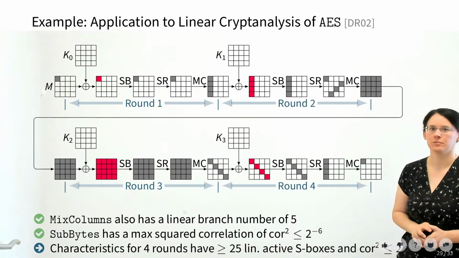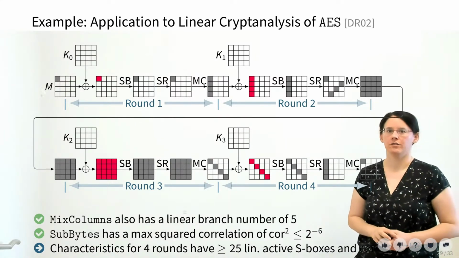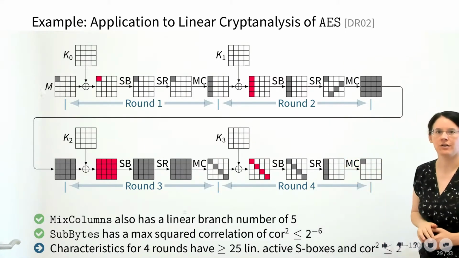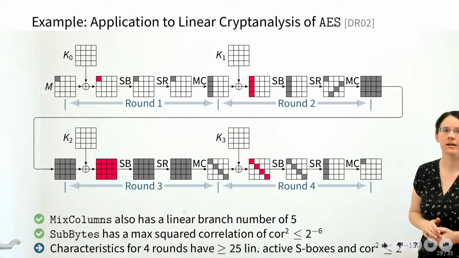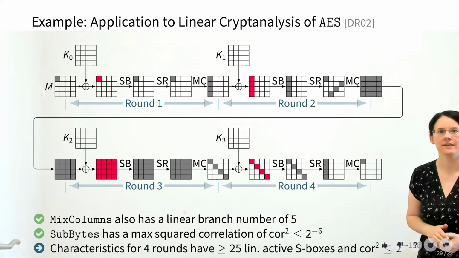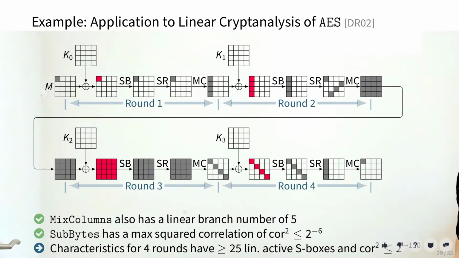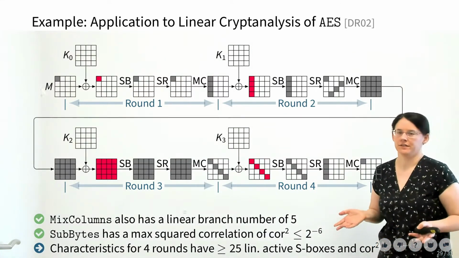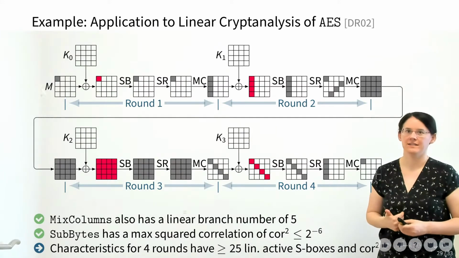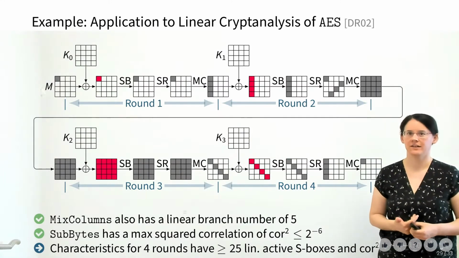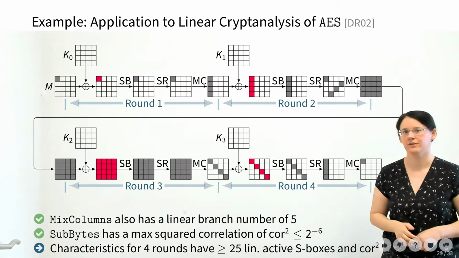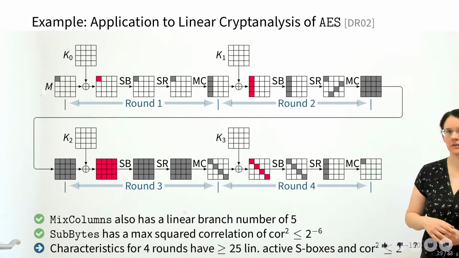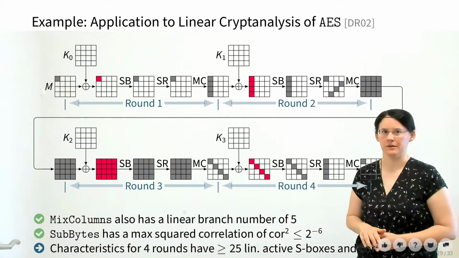So it has a maximum squared correlation of at most 2 to the minus 6. So in total, any approximation of 4 rounds already has a squared correlation of 2 to the minus 150 and is thus not directly exploitable. So AES has a very generous margin against linear attacks, because even 4 out of the 10 rounds are already far beyond what we can cover with linear cryptanalysis with the given amounts of data.